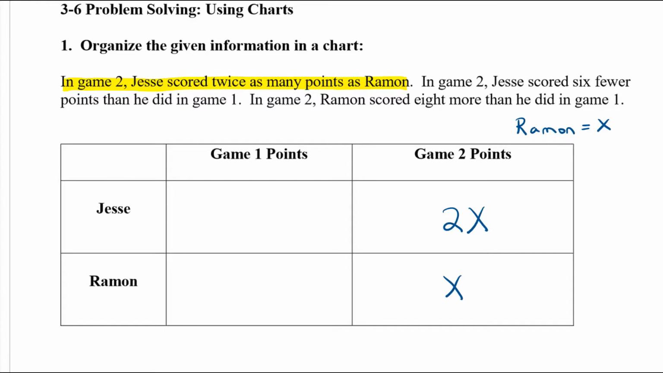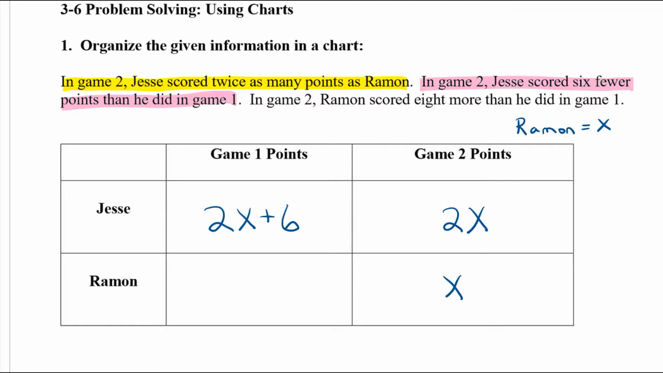Now in the second sentence, we have a relationship given between game 2 and game 1. So I'm going to highlight that in pink and we'll go through that. So here we have in game 2, Jesse scored 6 fewer points than he did in game 1. So if game 2 is 6 fewer, then game 1 is 6 more. So I'm going to go ahead and make this 2x plus 6.